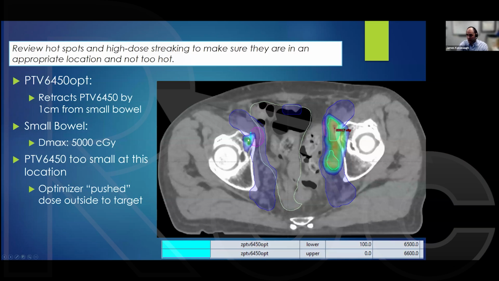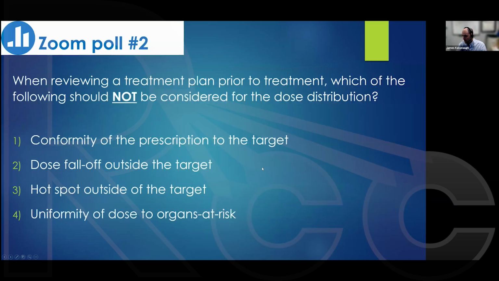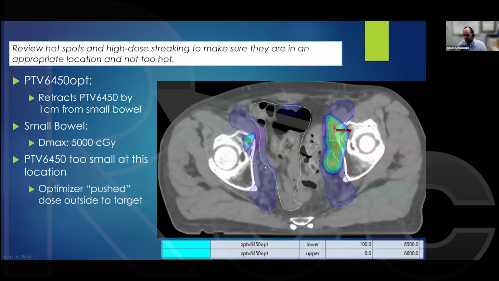Our hotspot is way outside the target. It is not helping at all to cover the actual CTV, and is barely covering the peripheral PTV, which is not the tissue we want to get to. So that is the example. We ended up cleaning it up. I don't think I have a slide on that.